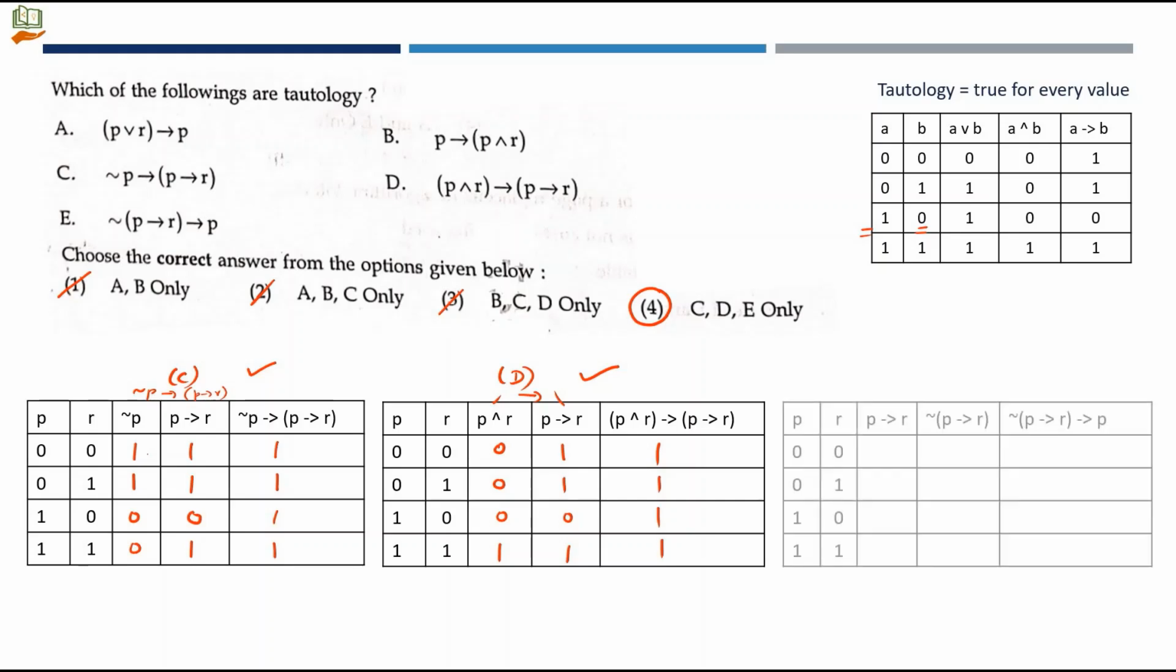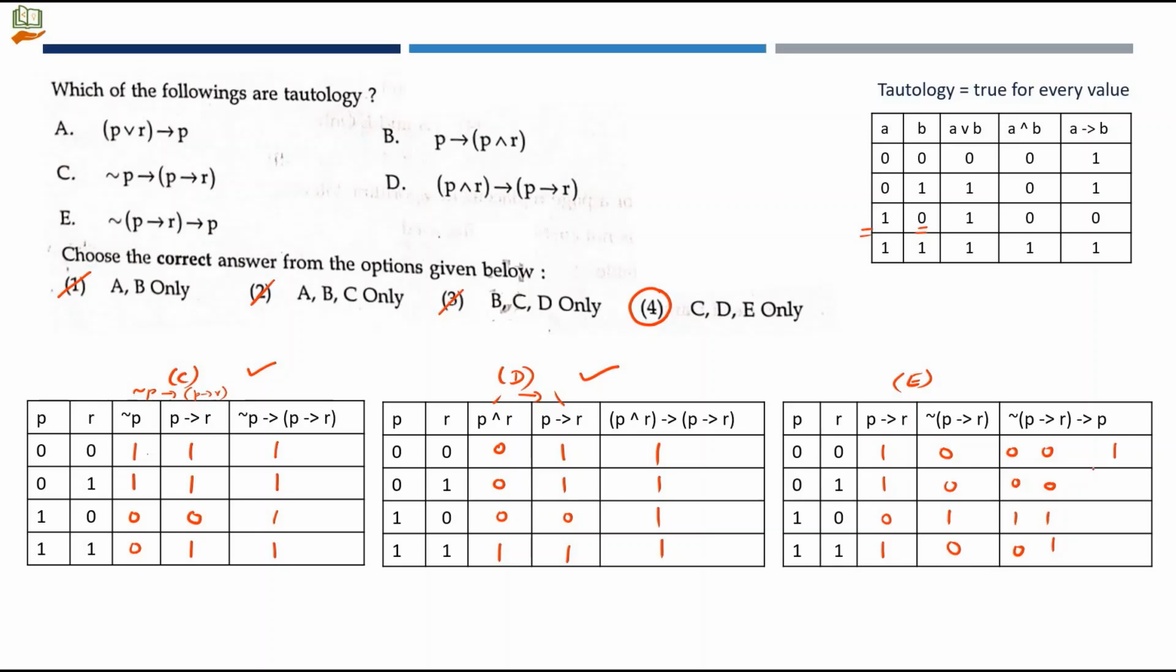Let's check the final expression E. We have to find the negation of the implies operator. Let's first write the value of the implies operator. 1, 1, 0, 1. The negation of the implies operator will be 0, 0, 1, 0. So let's write 0, 0, 1, 0 here. Then write the P column completely. 0, 0, 1, 1. Now find the implies operation.